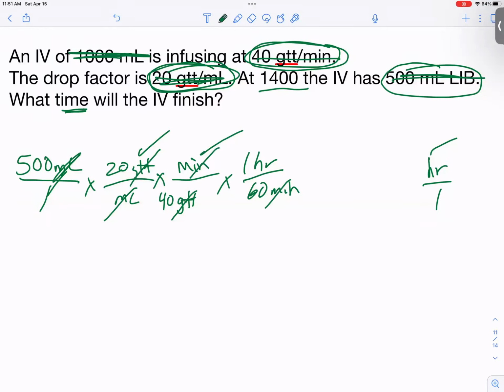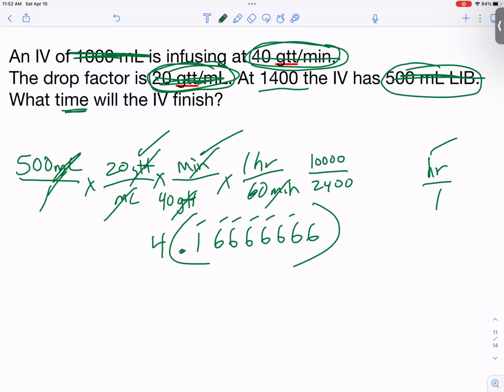So when I do the math, it will give me, what is it? 10,000 over 2,400, and 2,400 divided into 10,000 will give me 4.166666666. So keep going. Go out at least 6 numbers. 1, 2, 3, 4, 5, 6. That's what I do. All right. So I say 4 hours, and 0.16666 times 60 is 9.9999. And this is minutes. So I'm going to round it to 10. 9 and up, I round up. So that's 10. So 4 hours and 10 minutes, but it's asking the exact time.